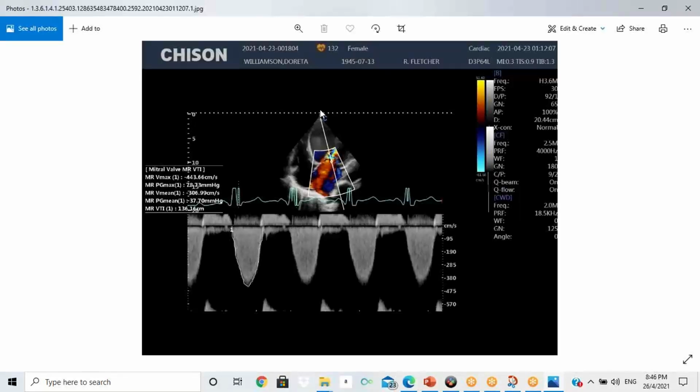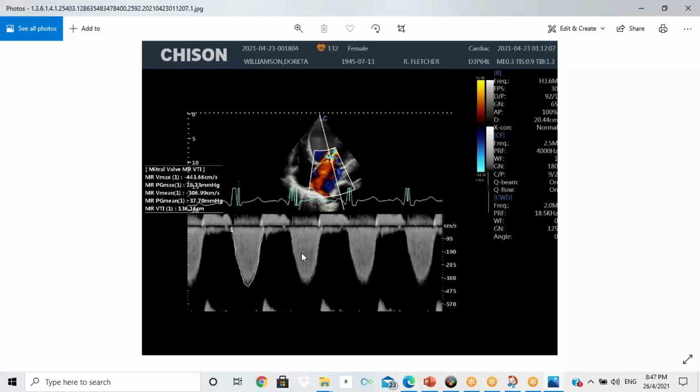Okay. So again, the cursor is across the mitral valve. The sample volume is right at the mitral valve. You press C Doppler, continuous wave Doppler, because with mitral regurgitation the velocity is usually more than 1.5 to 2 meters per second. So you can't use pulse wave Doppler. You have to use continuous wave Doppler. And you see the velocity is almost 4 meters per second. This is what your continuous wave Doppler of mitral regurgitation looks like.